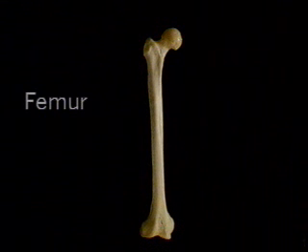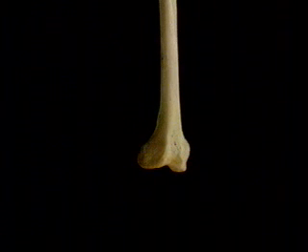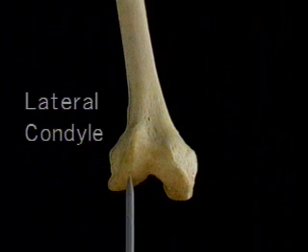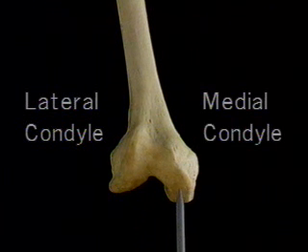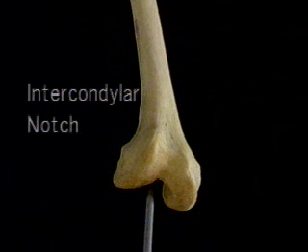We saw the proximal end of the femur in the last section. Now let's look at the distal end. The two smoothly curved surfaces are the lateral condyle and the medial condyle. The deep notch which separates them is the intercondylar notch.